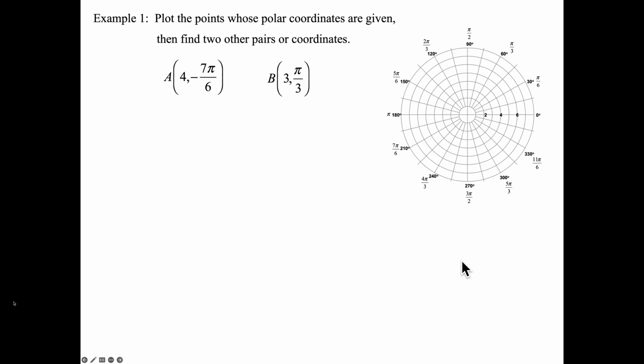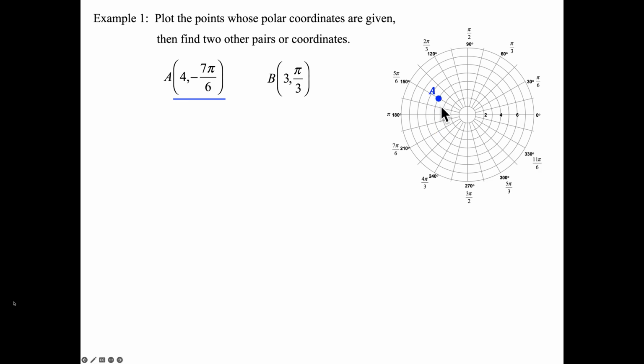All right, plotting points. So if we wanted to plot A, and then we're going to find 2 other pairs of coordinates. So we'll do a plus 2 pi, and maybe we'll look at a minus 2 pi or make the r negative. Whatever we want to do, it's wide open. So we go to 4 on the polar axis. There's our 4. Now I'm going to travel a negative 7 pi over 6. So I'm not going to go counterclockwise, I'm going to go clockwise. All right, pi over 6 is 2 lines. So it's going to be 1, 2, 3, 4, 5, 6.